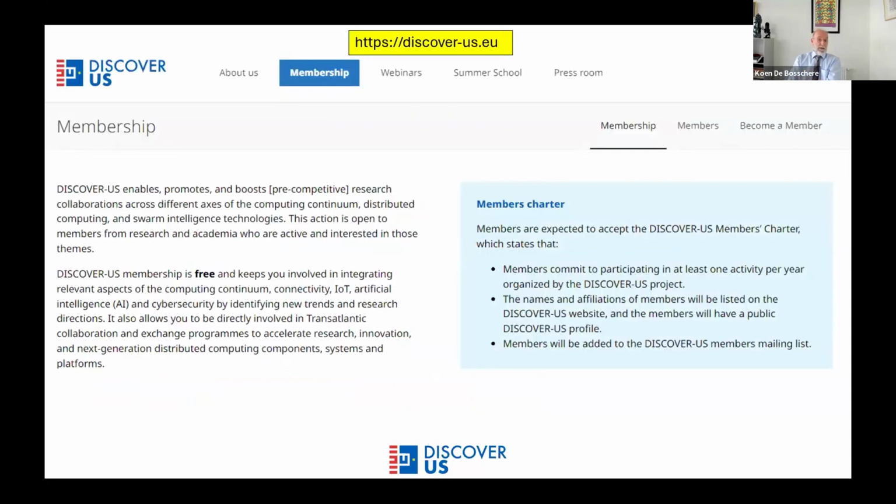Now, how can you participate? That's an important question. There's a website, discoverus.eu, and here you can find under membership 3 tabs. To become a member, you have to apply for membership. And if you become a member, you have to comply with the members charter, which means that you commit to participate in 1 activity per year. This can be a webinar or a vision workshop or an exchange.